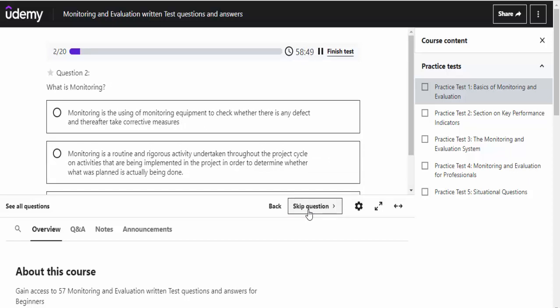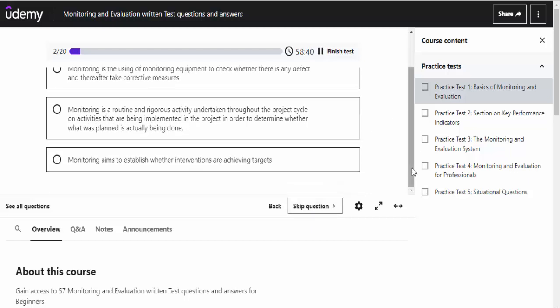What is monitoring? Monitoring is the using of monitoring equipment. Already, I know that is not true. The next option is monitoring is a routine and rigorous activity undertaken throughout the project cycle. So already I know that this is correct. I won't even go further, because I already see that monitoring aims to establish whether interventions are achieving targets. It's correct, but this is the best answer. So we go to the next question.